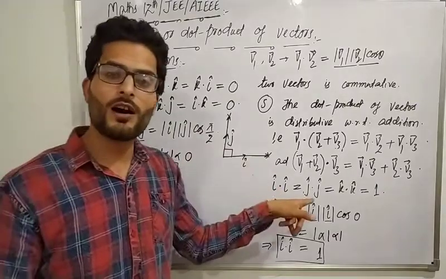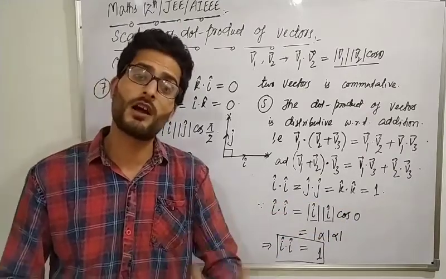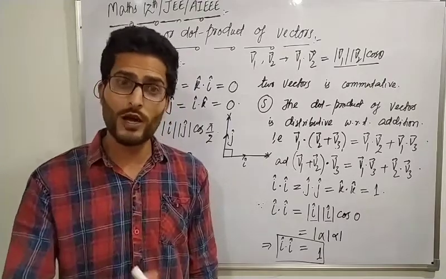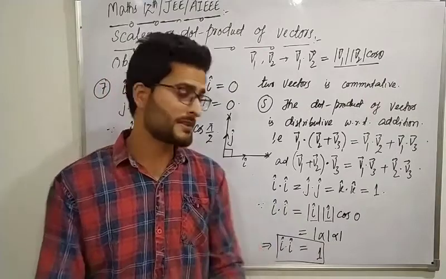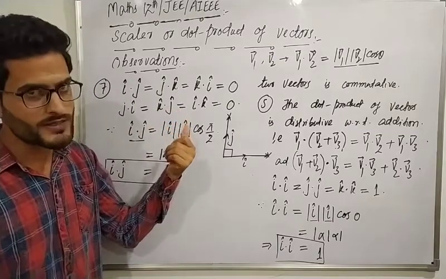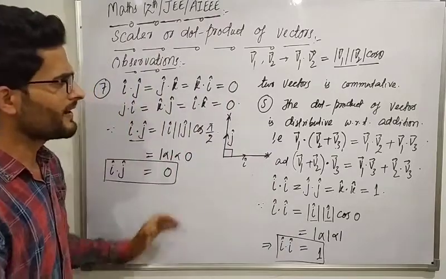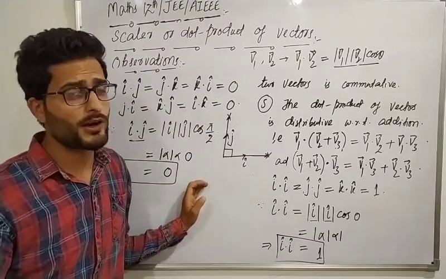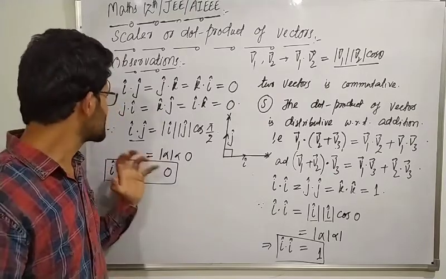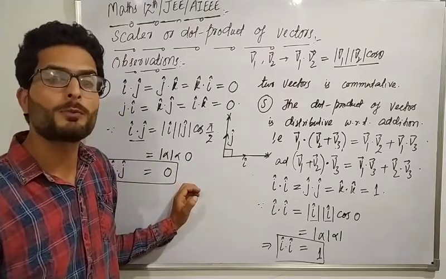तो i को खुद के साथ डॉट कर दो 1 आएगा, j को खुद के साथ डॉट कर दो 1 आएगा, k को खुद के साथ डॉट कर दो 1 आएगा, लेकिन i को डॉट कर दो j के साथ 0 आएगा, j को k के साथ 0 आएगा, k को i के साथ 0 आएगा, and same is the case if j dot i then 0, k dot j then result 0, i dot k then result again 0. These were the important observations, very much important as far as your examinations are concerned, competitive examinations are concerned. So these were the seven most important observations regarding the concept of dot product of two vectors.